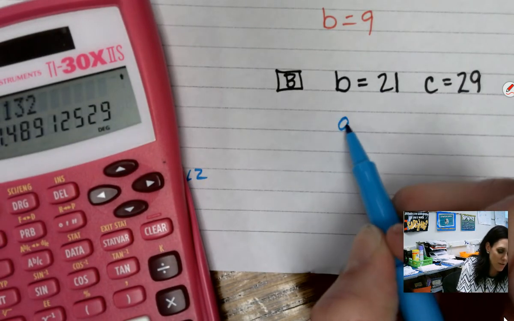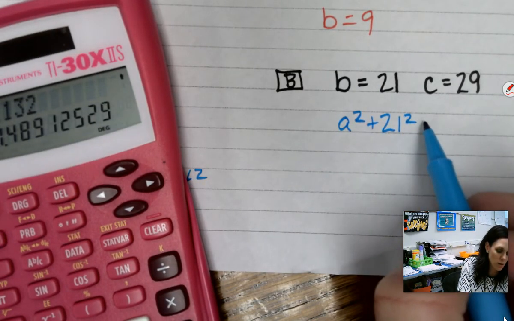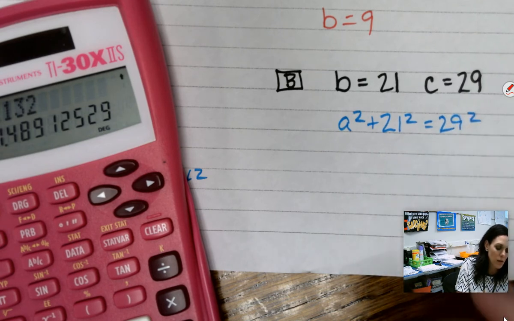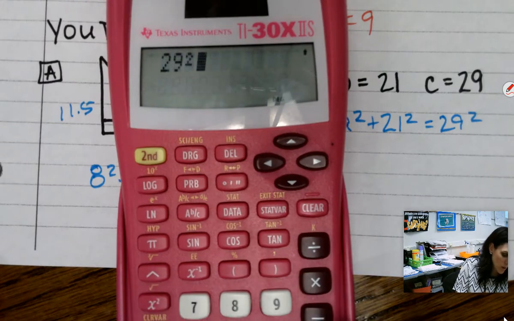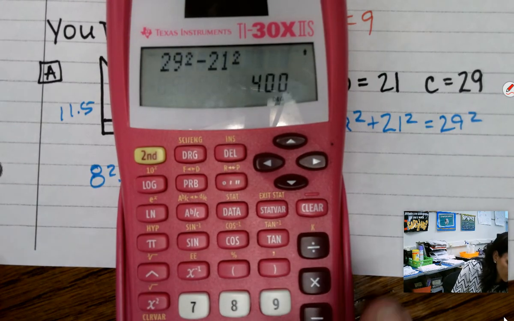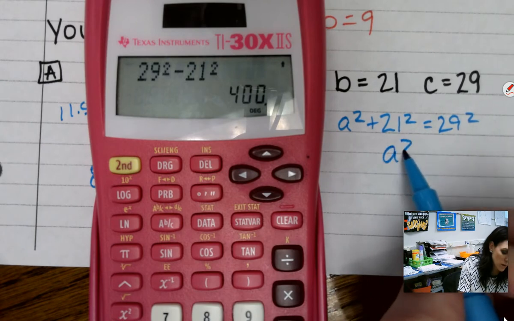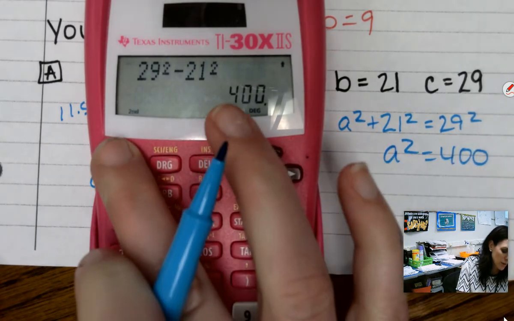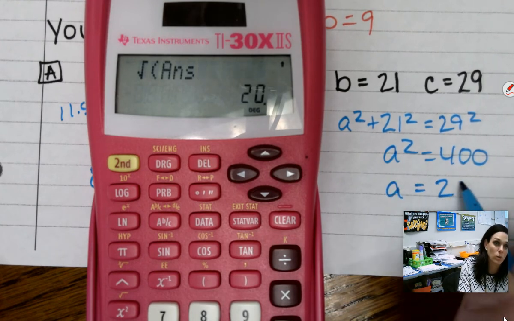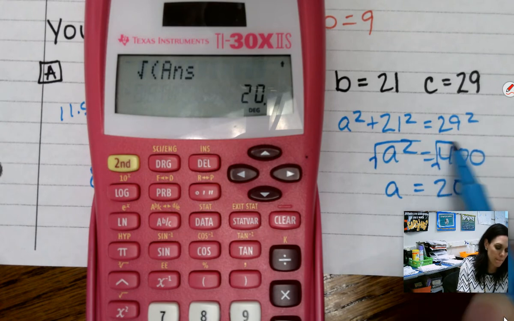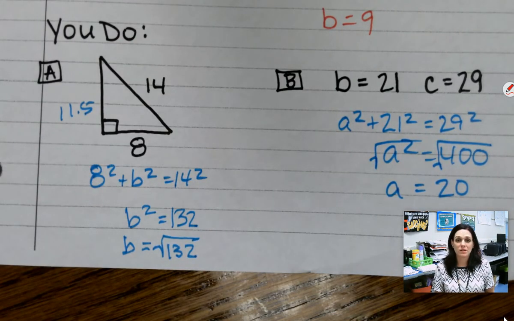Here we have A squared plus 21 squared equals 29 squared. Again, I'm going to do hypotenuse minus leg, so I'm going to do 29 squared minus 21 squared, and I get that A squared equals 400. I'm going to now take the square root of that answer, and I get that A equals 20. So now knowing this information, we're going to be able to solve for any missing part of the triangle, now either solving for the hypotenuse or, in this video, the leg.